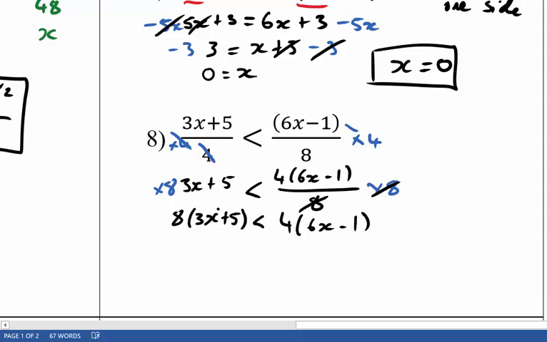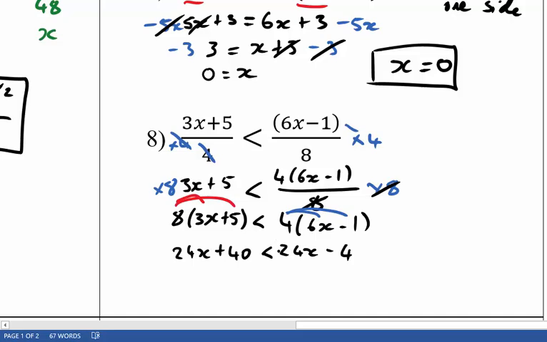Now I'll need to expand these. So 8 times 3x is 24x. 8 times 5 is plus 40. Close that. And then 4 times 6x is 24x. And then 4 times negative 1 is negative 4.